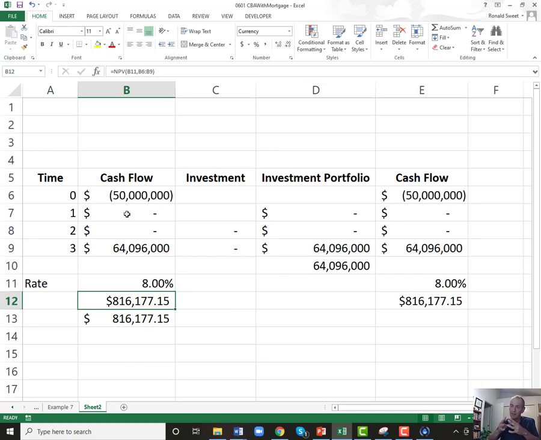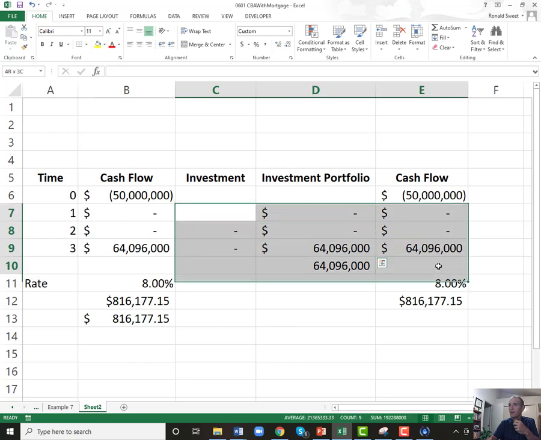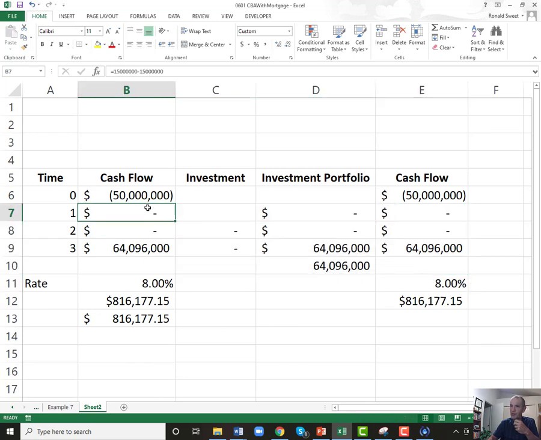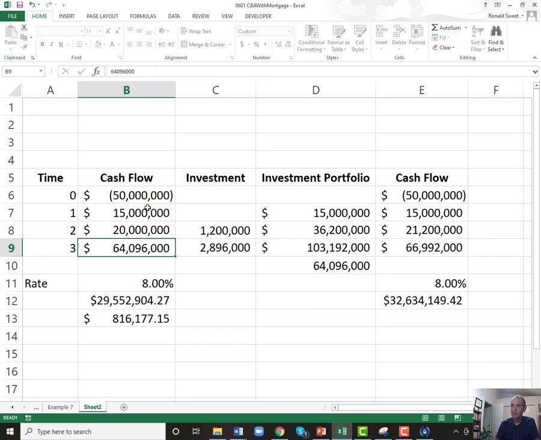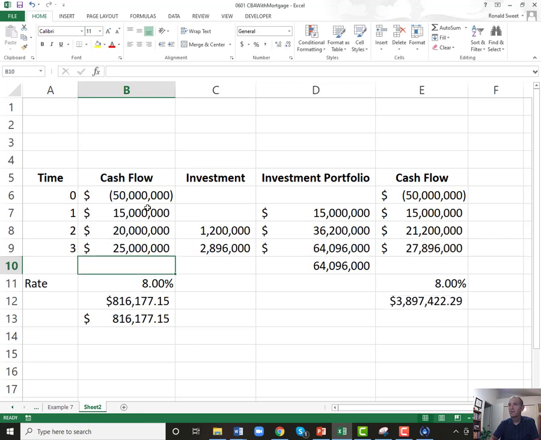Why? Because what did I say about net present value? The reinvestment assumption for net present value is that you reinvest at the discount rate. So if you do that, you don't need to do all of this investment income stuff. You can ignore that. All you do is you just put in your cash flows. You don't have to put the income in. And there you have your net present value.